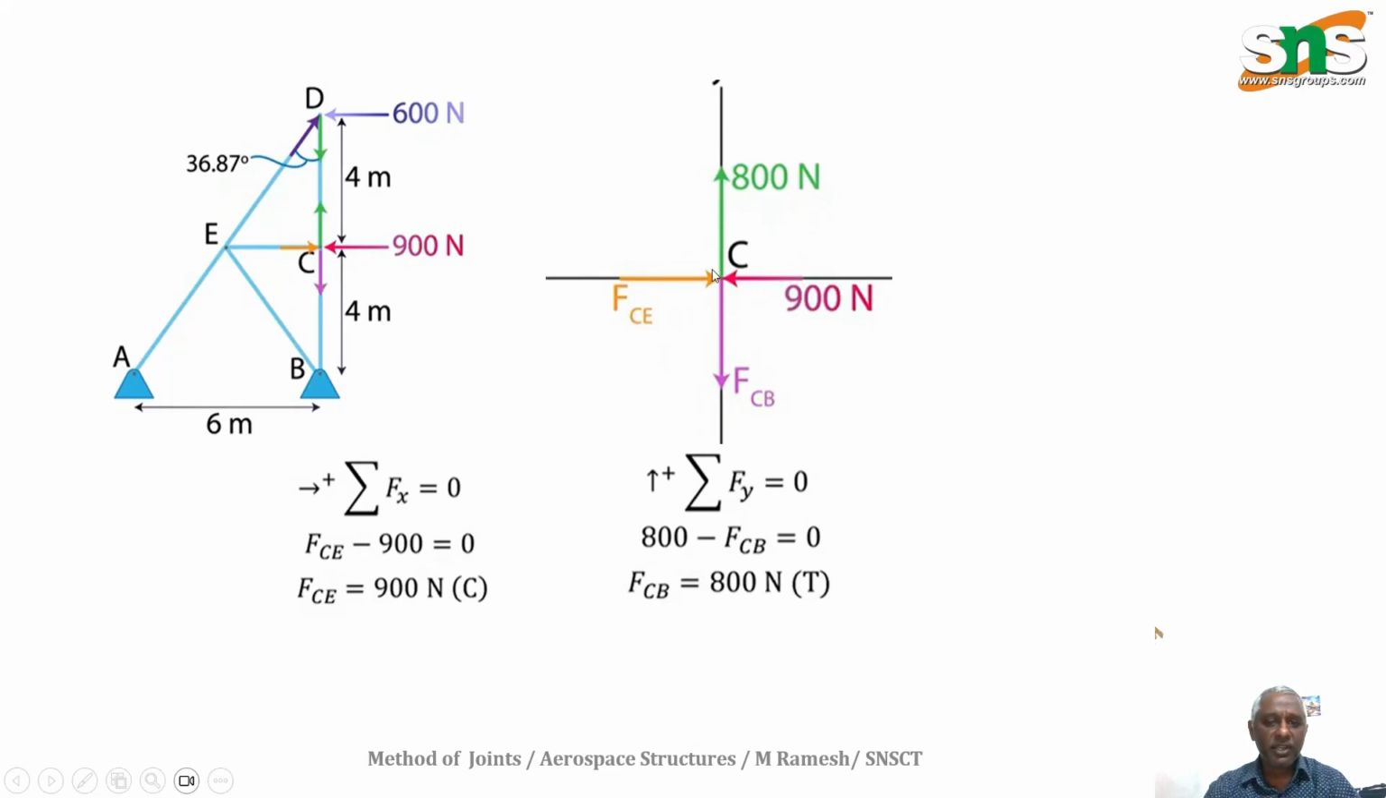So just draw a free body diagram. FCE, and this is 900 Newton, FCB. Like that you can take. Then use the static equilibrium equations: from the horizontal components, you get the value of FCE, that is 900 Newton. This is compressive on the C point, a compressive force. And the sum of all vertical forces equals 0. So you have FCB as a downward force, that is a negative value, and you have an upward force. Both are equal and opposite. So FCB is equal to 800 Newton, that is a tensile force.